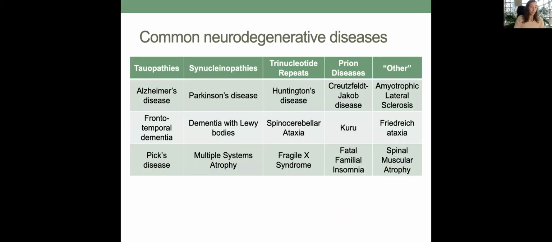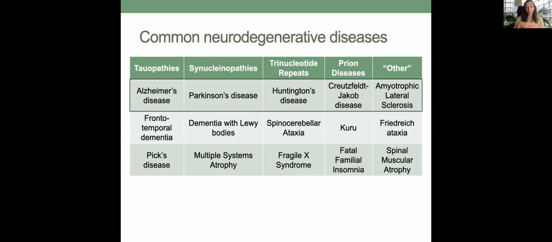We, of course, don't have time to go through every single disease, but I did want to put this table up to show you how diseases you have probably heard of are categorized. We specifically are going to zoom in on only this top row here, which are the most common of each category. Even within this top row, I'm really going to spend the most time talking about these three: Alzheimer's disease, Parkinson's disease, and Huntington's disease.